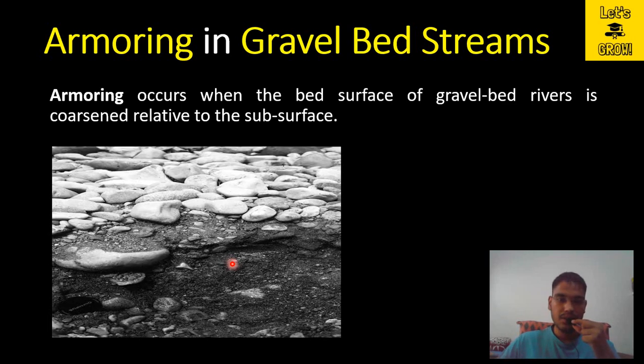Here also you can see that on the surface of the river bed or stream bed there are coarser particles, and below them, in the subsurface layer, you will see the fine particles.